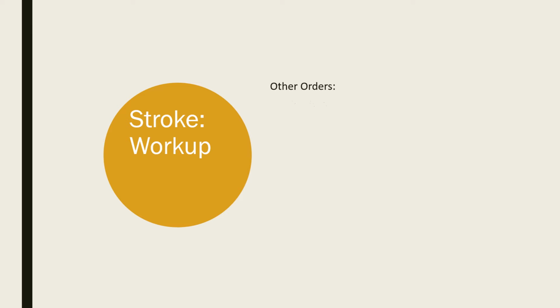Other orders you need to consider is making the patient NPO at least until they've had a bedside swallow eval or they've been seen by a speech therapist to make sure that they're not going to aspirate into their lungs. Sometimes you can affect the swallowing reflex from a stroke, and the last thing you want is to add aspiration pneumonia on top of their stroke.